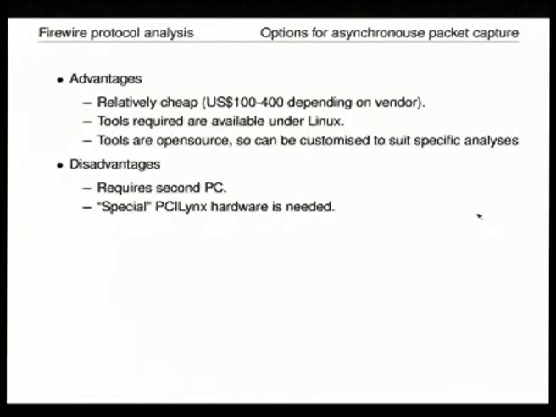The advantages of this, as I said, they're relatively cheap, 100 to 400 US depending on the vendor. All the tools we need are available in Linux. They are all open source, which means that you can hack the output of nosy dump to make it much easier to spot patterns in the packets if you need to.